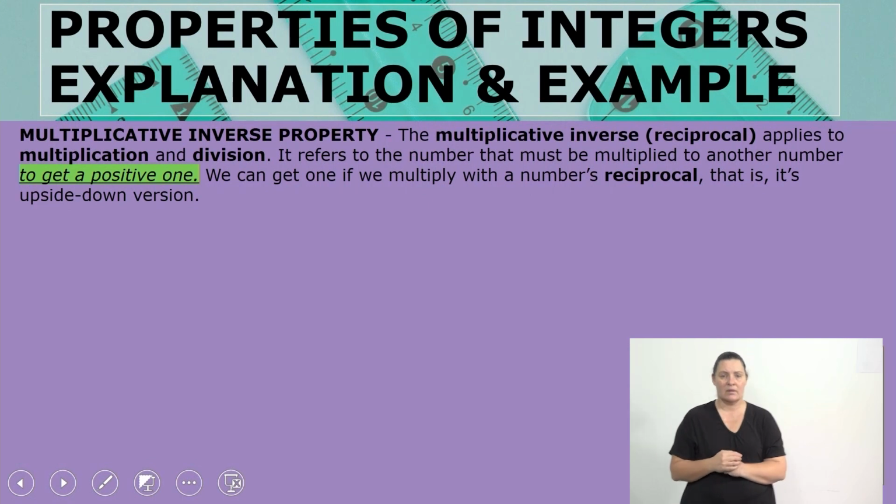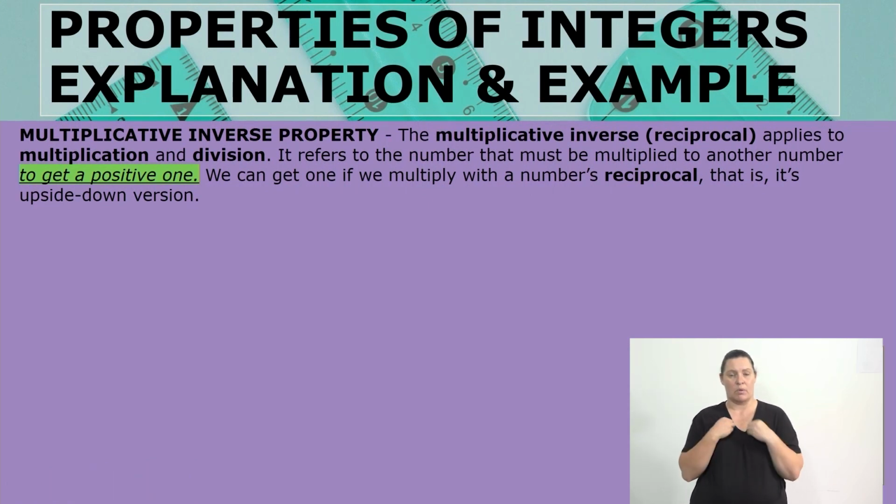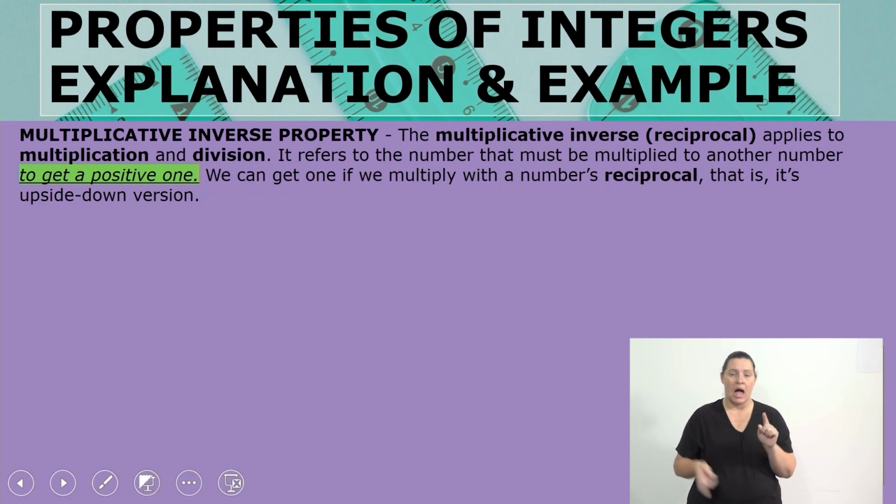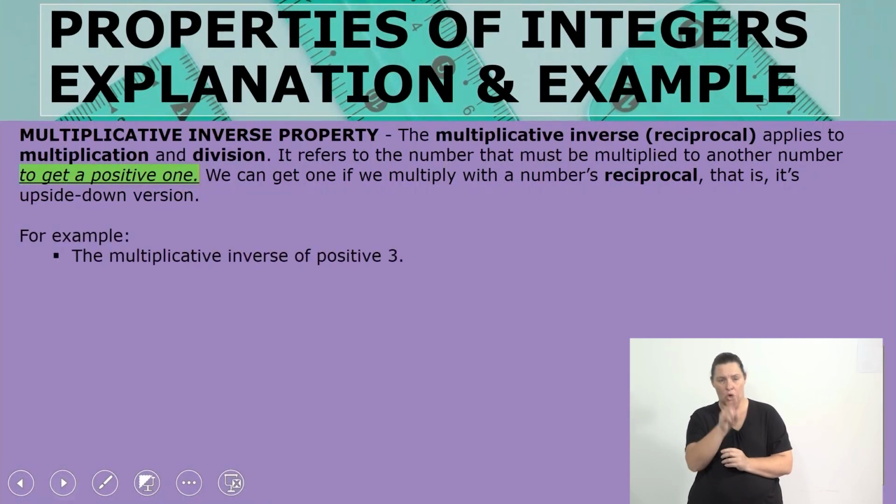So the multiplicative inverse property, that is, the multiplicative inverse, or the reciprocal, applies to multiplication and division. It refers to the number that must be multiplied to another number to get a positive 1. We can get 1 if we multiply with a number's reciprocal, that is, its upside down version. Let's look at an example.